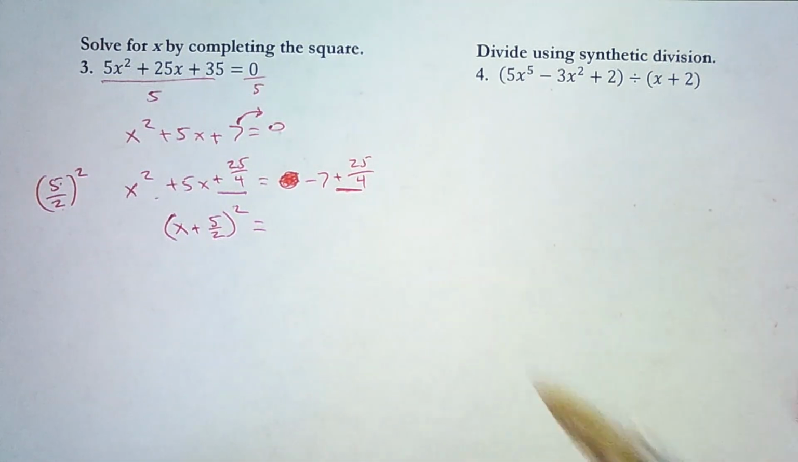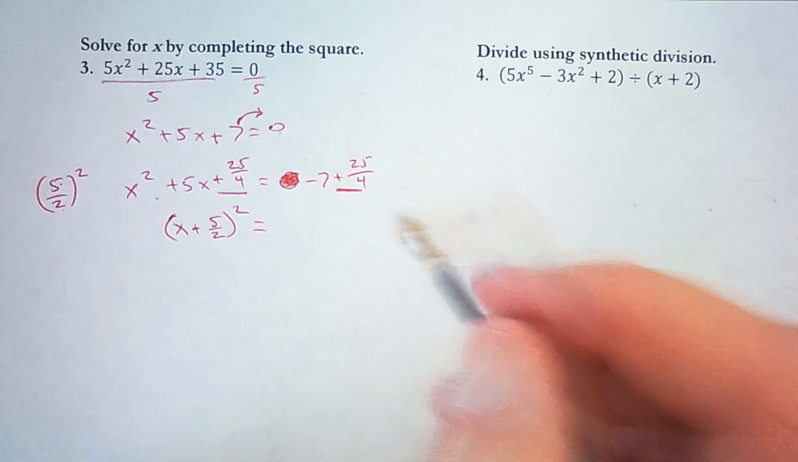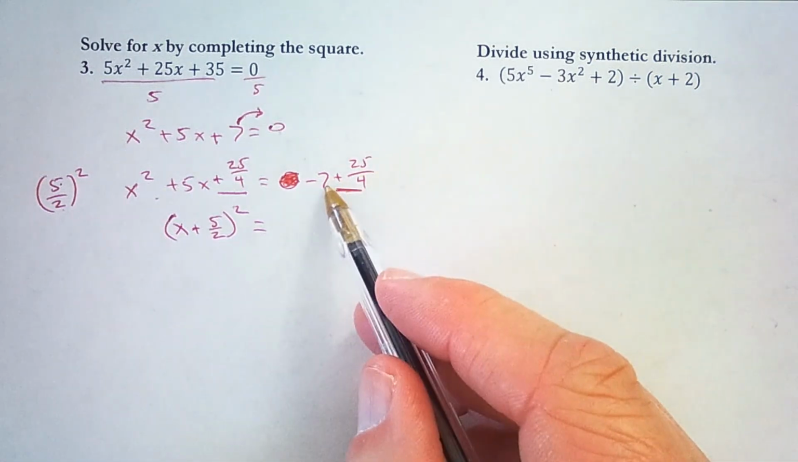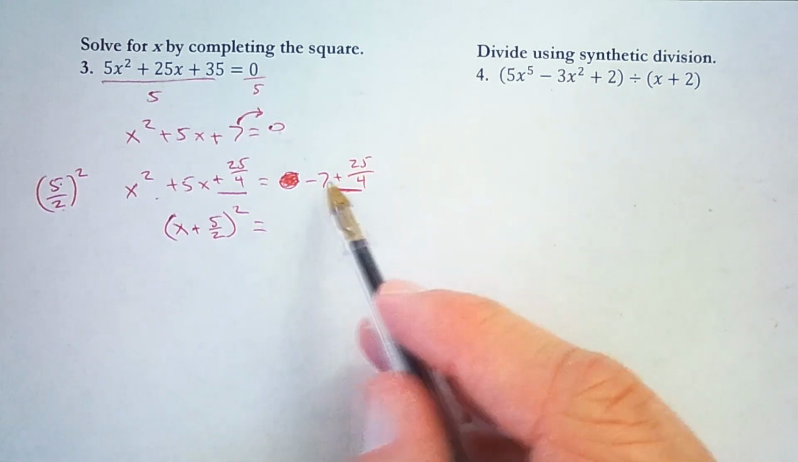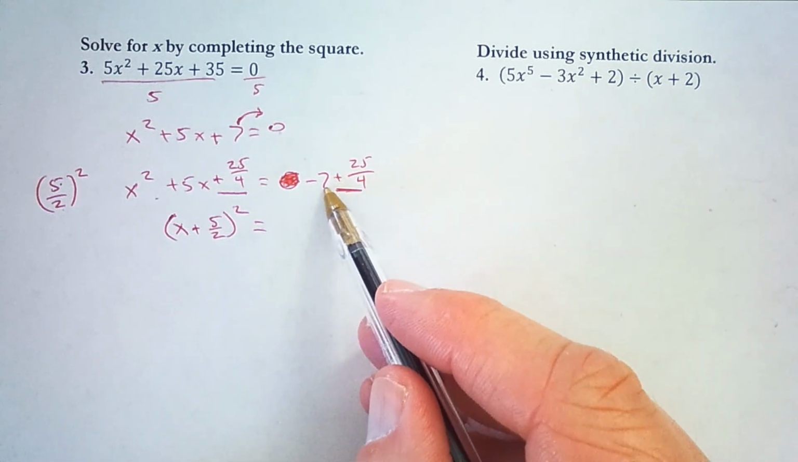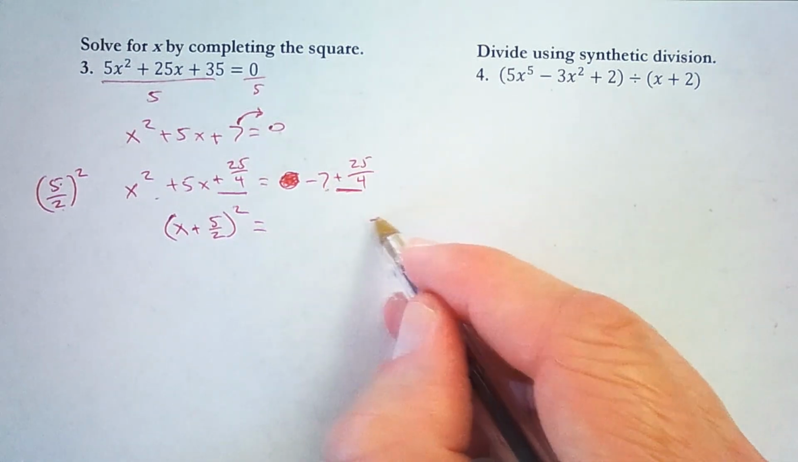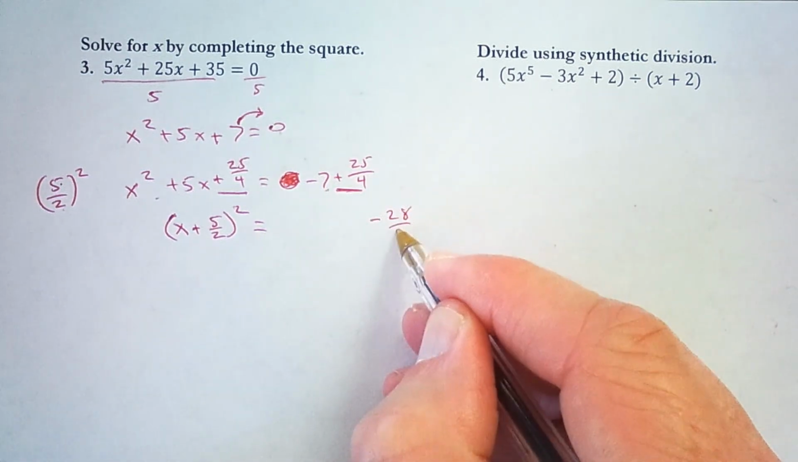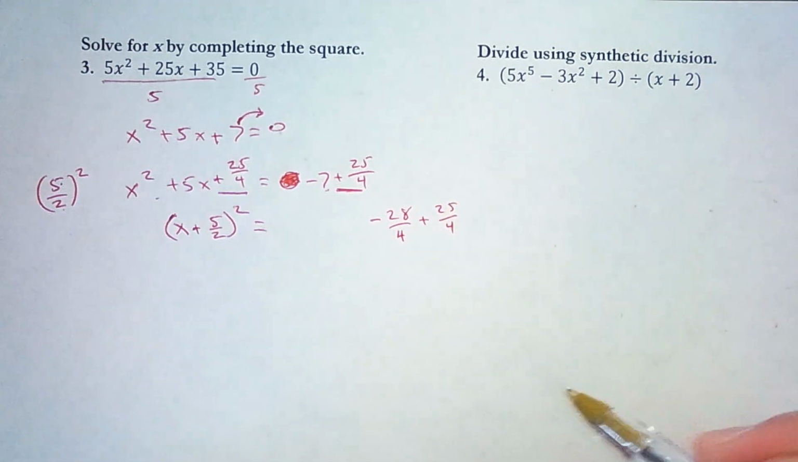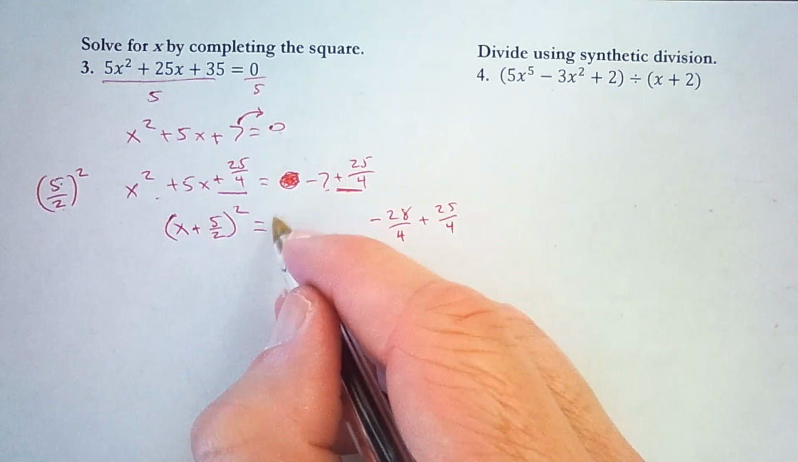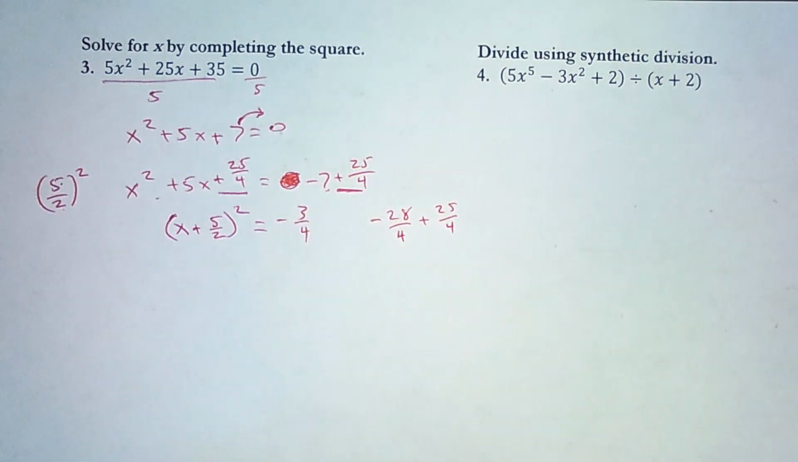Now I need to add these. I could use a calculator, but why use a calculator when we can do this in our heads? If I need a common denominator, and I do, to add or subtract, I could just multiply numerator and denominator here by 4, and that's going to give me -28 over 4 plus 25 over 4. And that is -3 over 4.